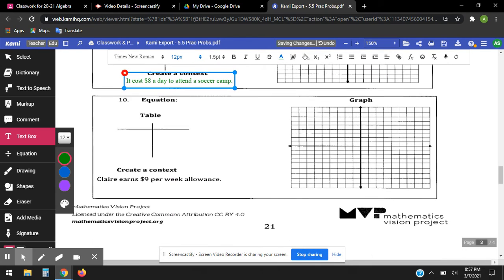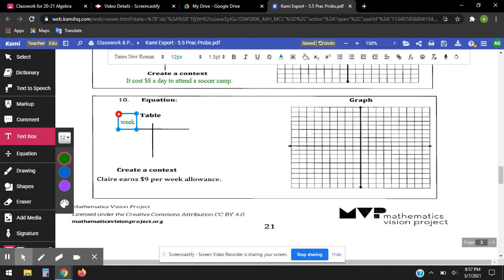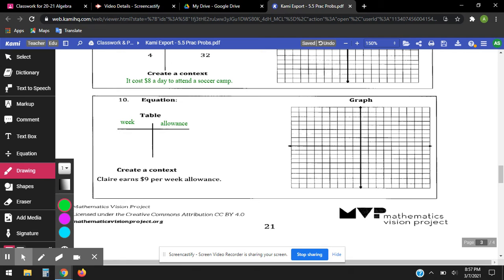So 10, we're going to create an equation. Oh, here's the context this time. So the equation, she earns $9 per week allowance. So week, oh, it's not. Let's just use a text box. Week, and the side we'll do months. And so here we'll say the first week she gets $9.